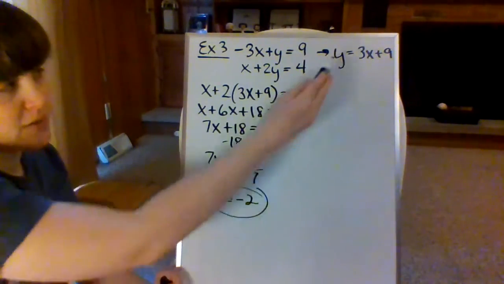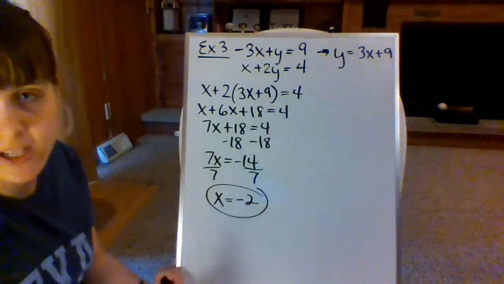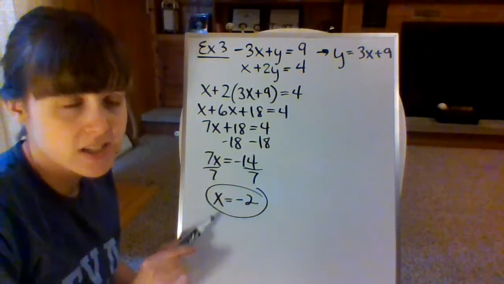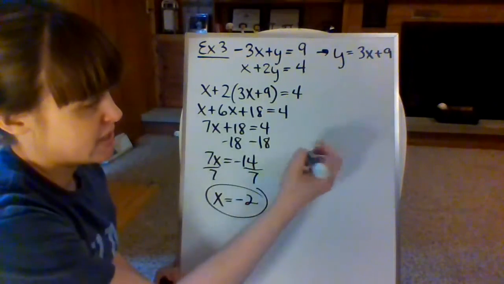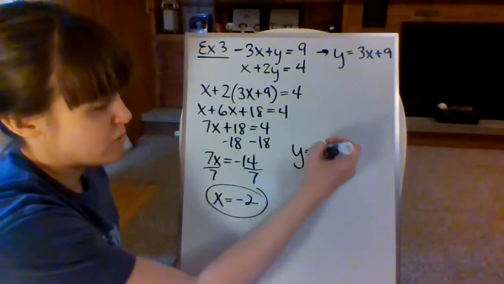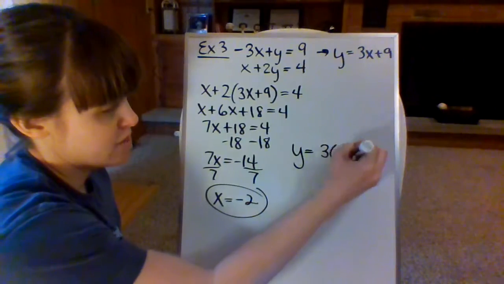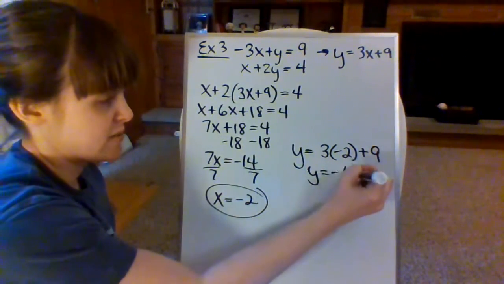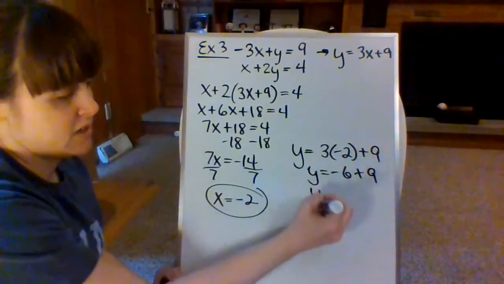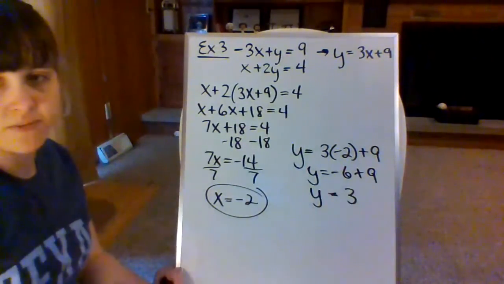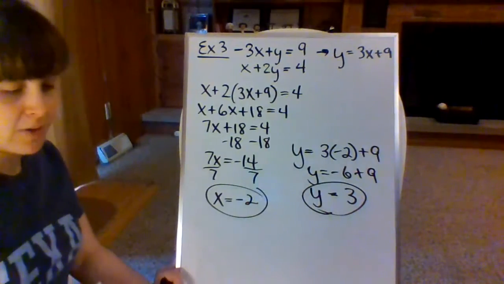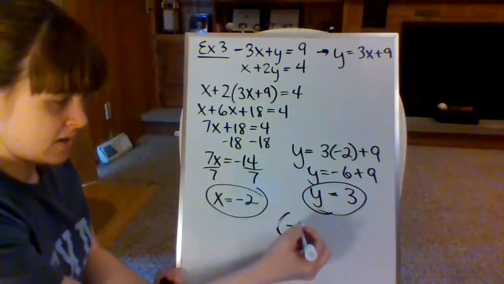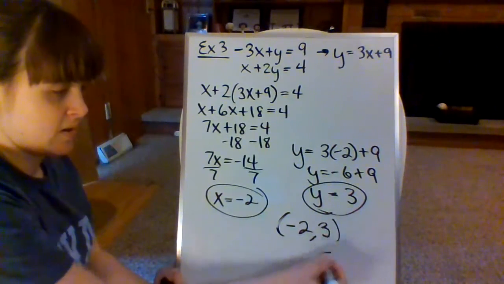Okay, so now if you see over here where we wrote y equals 3x plus 9, we're going to take our negative 2 for x, plug it in right there. So it's going to say y equals 3 times negative 2 plus 9. So y equals negative 6 plus 9. So y equals 3. So our final answer is going to be negative 2 comma 3. Like that.